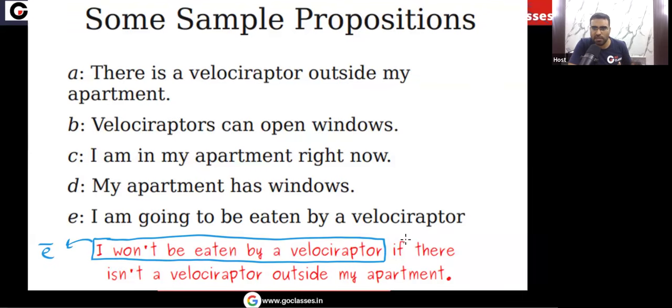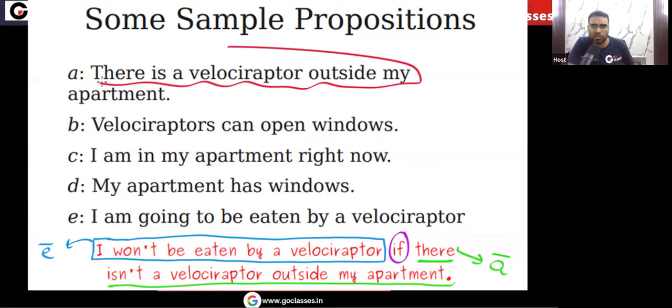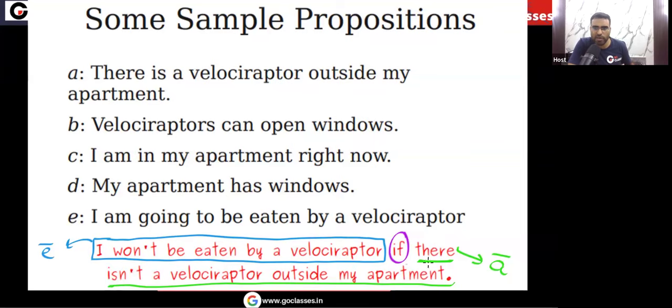Okay. Next, there is an if. Next, what we have? There isn't a velociraptor outside my apartment. Tell me, what is this statement? There isn't a velociraptor outside my apartment. This is the negation of A. Correct? Because you can see, A is saying there is a velociraptor outside my apartment. So this statement, there isn't a velociraptor outside my apartment, will be A bar.